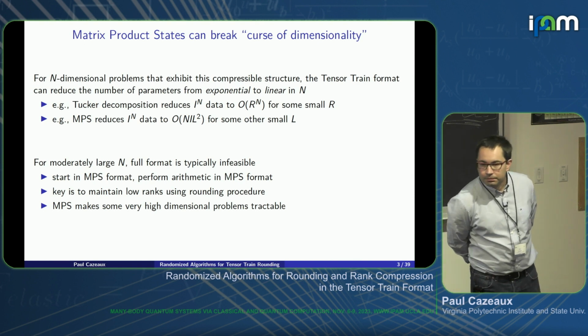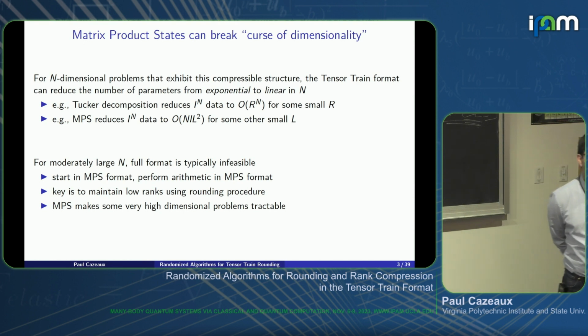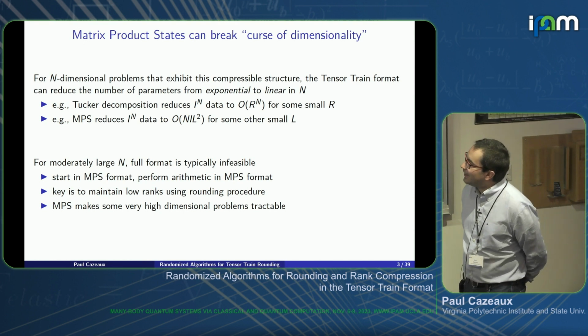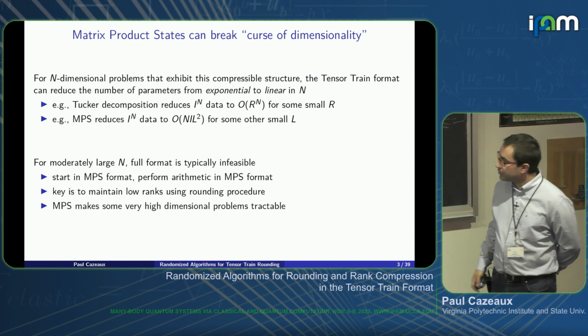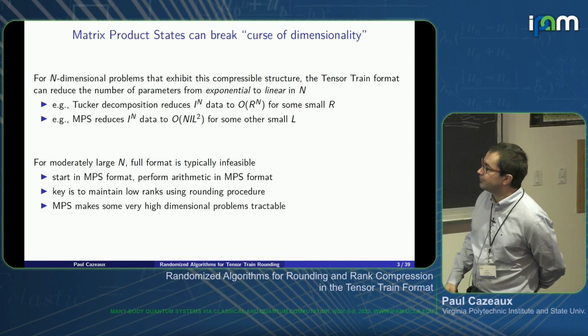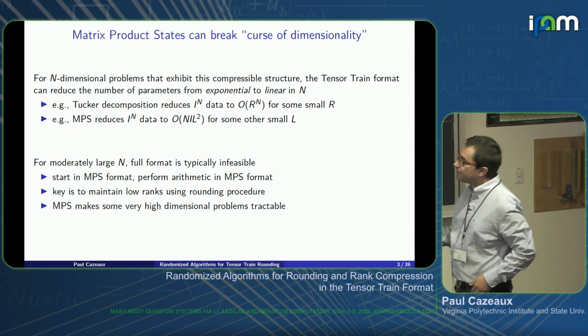Some say that the point of this matrix product space is to break the curse of dimensionality. Of course, it's not completely true. But for the problems where the solution exhibits this compressible structure, we can use this Tensor-Train format in order to reduce the number of parameters from exponential to linear in n.